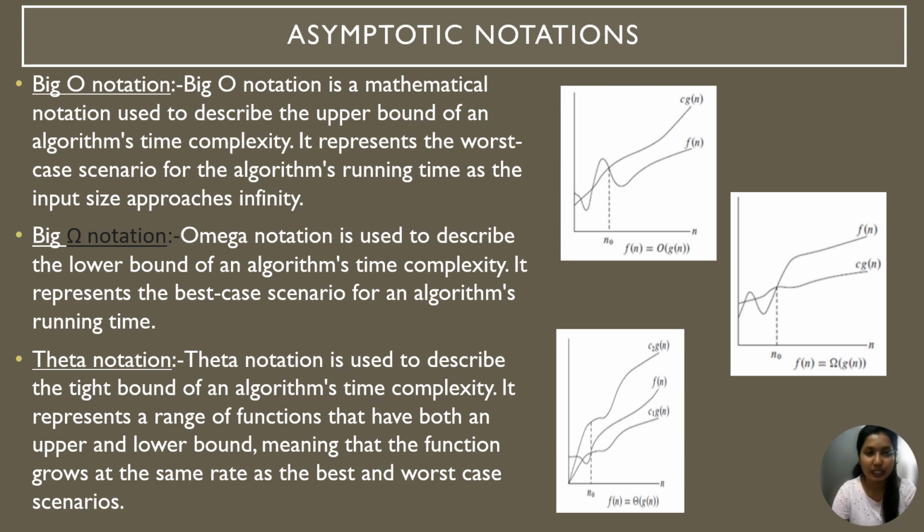Next, theta notation. Theta notation is used to describe the tight bound of an algorithm's time complexity. It represents the range of functions that have both an upper and a lower bound, meaning that the function grows at the same rate in the best and the worst case. And the formula is f(n) = Θ(g(n)).